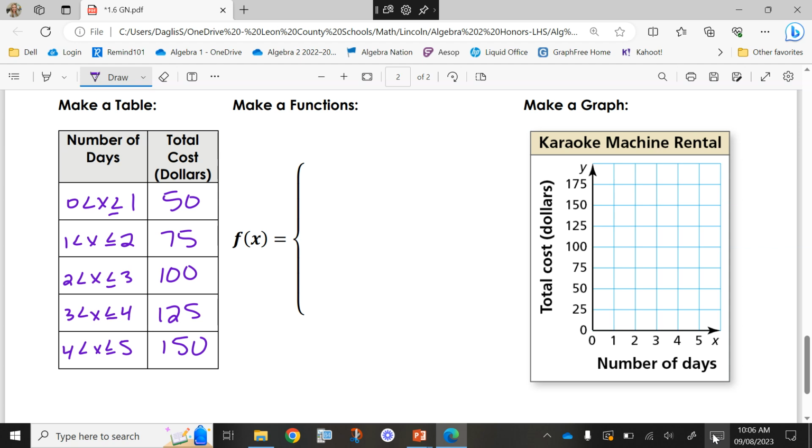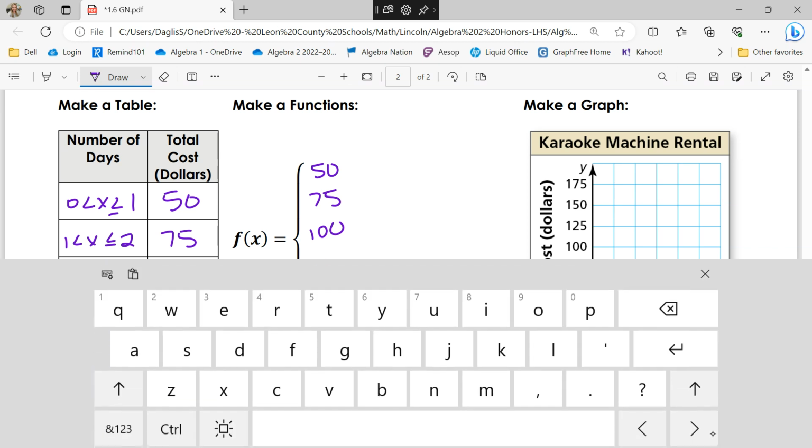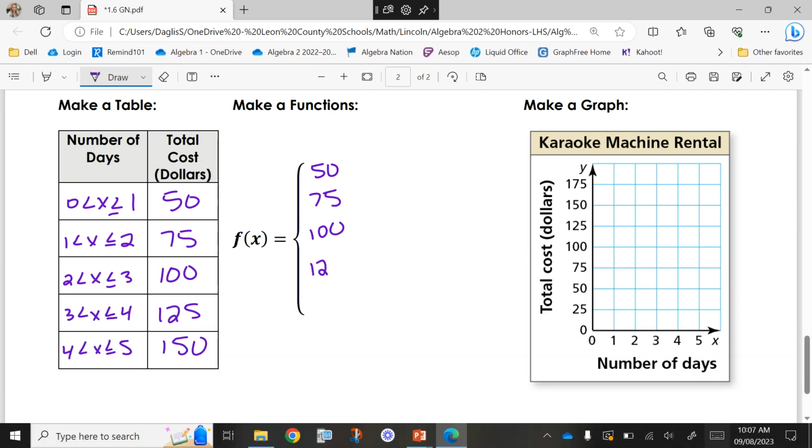All right, my functions. This is a step function, right? Yes, each day itself costs a certain amount. There's no increasing or decreasing per minute or whatever. Nope, this is the price for this day, the end. Okay, so my functions are going to be 50, 75, 100, 125, and 150. Okay, and it's going to cost that much if we're in between 0 and 1.